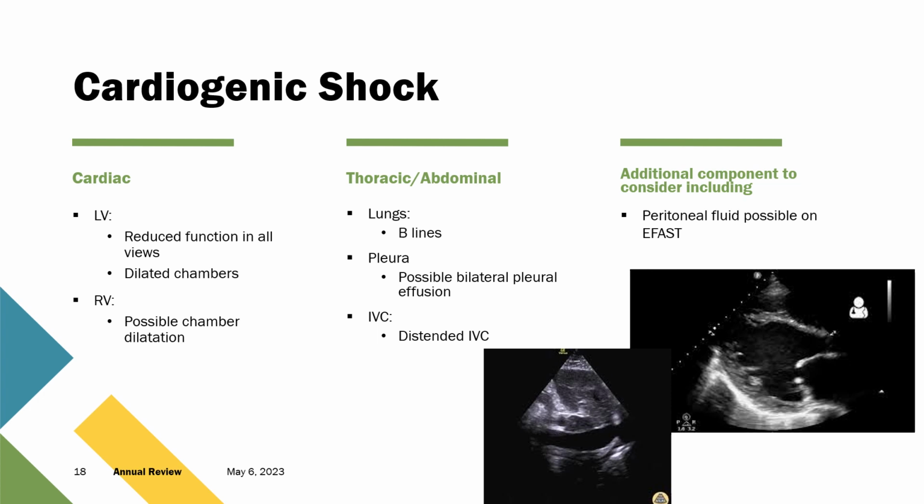Additional components to consider would be evaluation for peritoneal fluid with the EFAST exam to see if that backing up of the vascular system into the abdomen has caused leakage of fluid into the peritoneal area. So your cardiogenic shock is going to look very different sonographically than your hypovolemic shock. With cardiogenic shock, you're going to have a very expanded, congested heart and venous system, whereas with hypovolemic shock, you're going to have a very collapsed, low pressure heart and venous system.